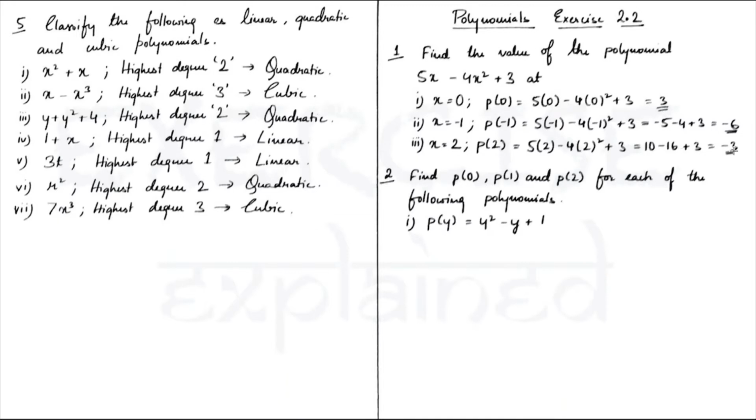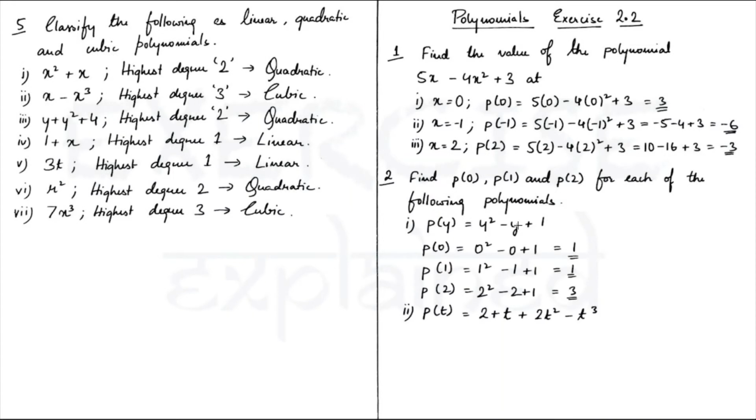Coming to the next question, what we have got to do is find p of 0, p of 1 and p of 2 for each of the following polynomials. So p of y over here is given as y square minus y plus 1. So what we have got to do here is we have to take this p as 0. So we need to substitute y as 0 and find the value of the polynomial. Then we need to take y as 1 and then find out the value of the polynomial. Then we need to take y as 2 and we need to find the value of the polynomial. So let's get in here.